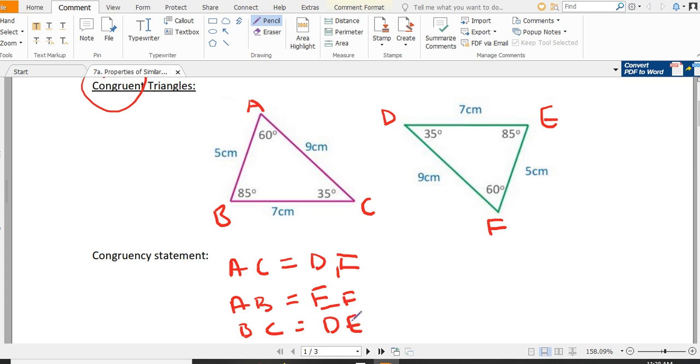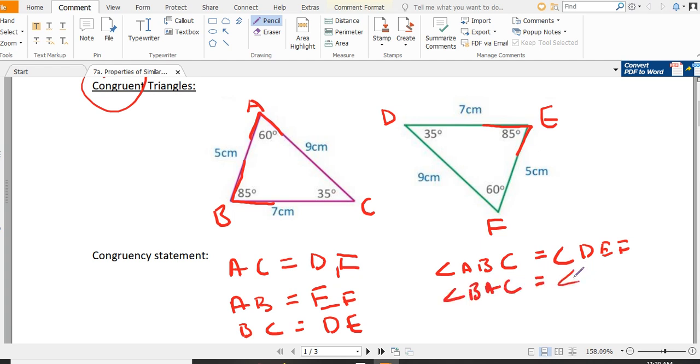Now we can also see that the angles are exactly the same. So angle ABC. When writing angles, that middle corner represents the angle itself. So in this case, we're talking about angle B, so we write it angle ABC. It is the same as angle DEF.